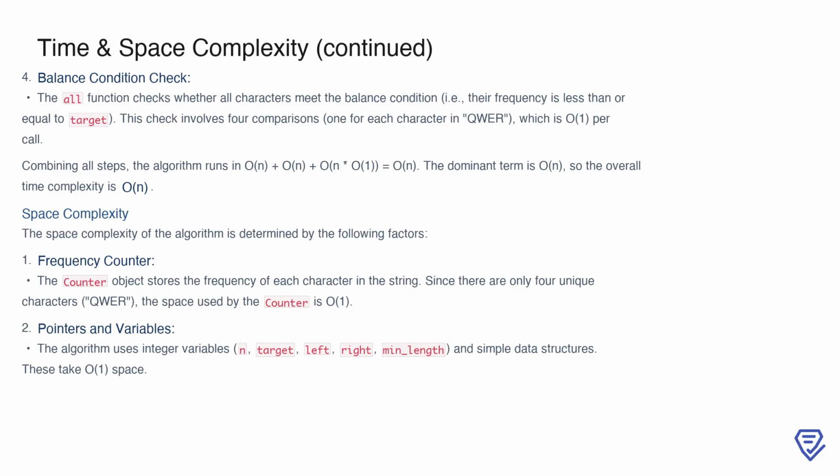Combining all these steps, we arrive at a time complexity of n for the initial frequency count, n for the outer loop, and n times O(1) for the inner loop and balance checks. Altogether, this simplifies to O(n) as the dominant term. Shifting to space complexity, the primary contributor is the counter object, which stores the frequency of the 4 unique characters. Since the number of characters is constant, the space required by the counter is O(1). Additionally, the algorithm uses a few integer variables and simple data structures, which also require constant space. Therefore, the overall space complexity remains O(1).